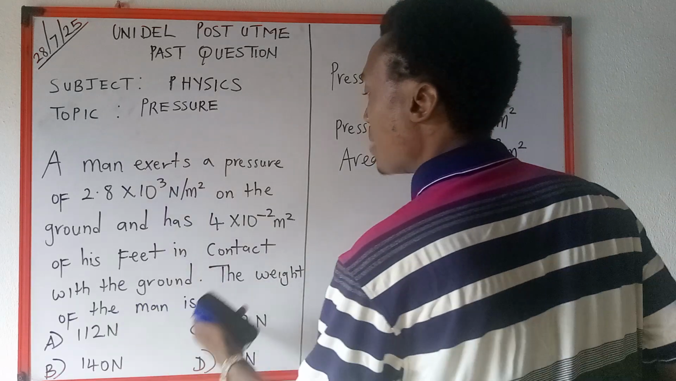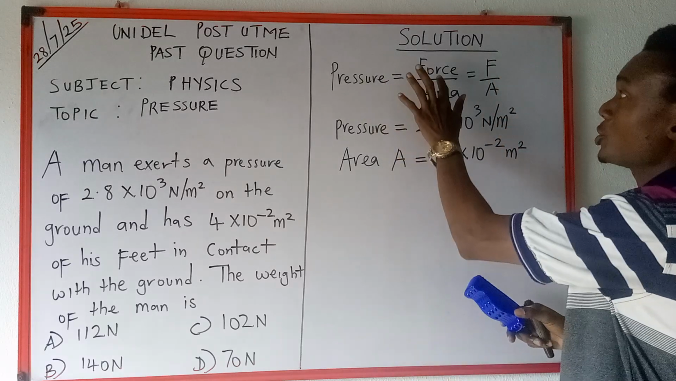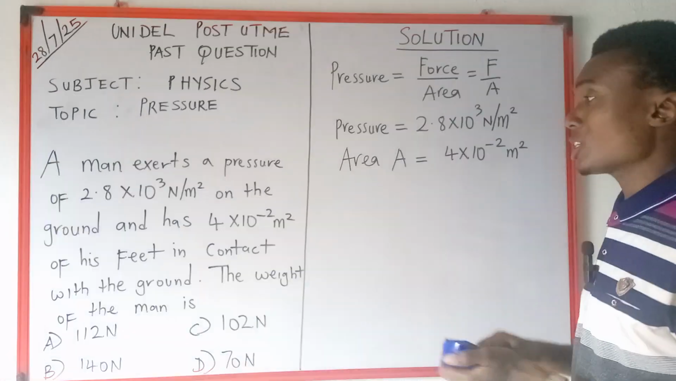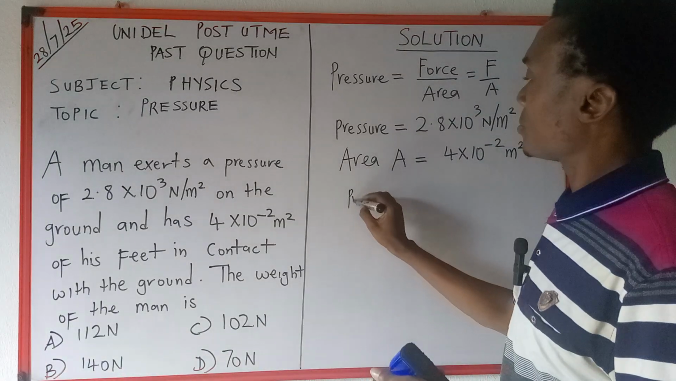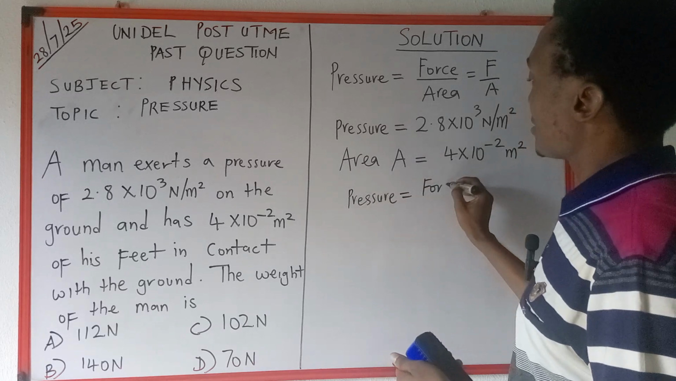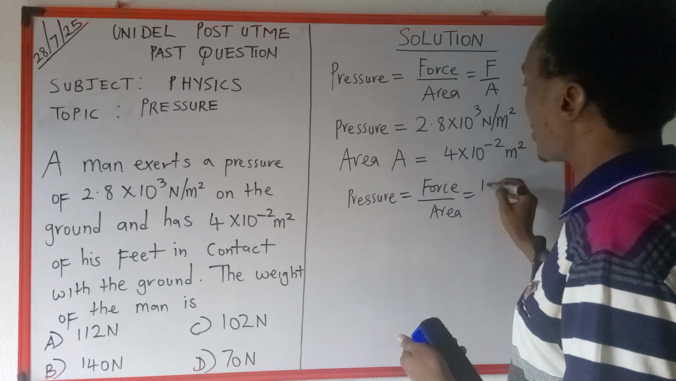The weight of the man is, now here goes the question. Now you know pressure here, we're using force, right? Now they're not asking for force, they're asking for weight. So take note, pressure formula can still be force over area, and can still be what? Weight over area.